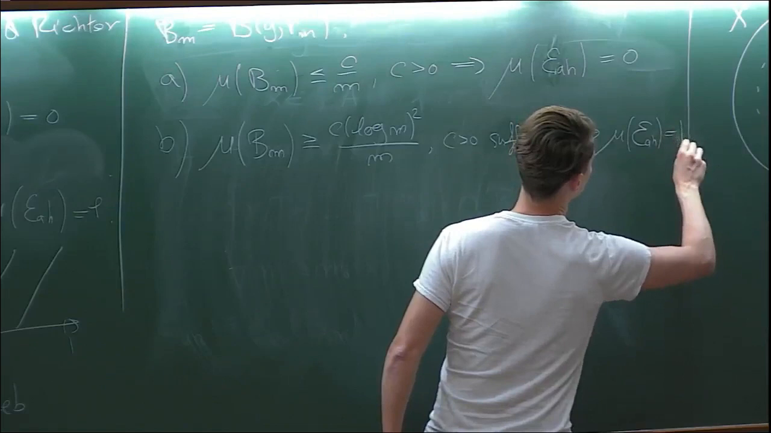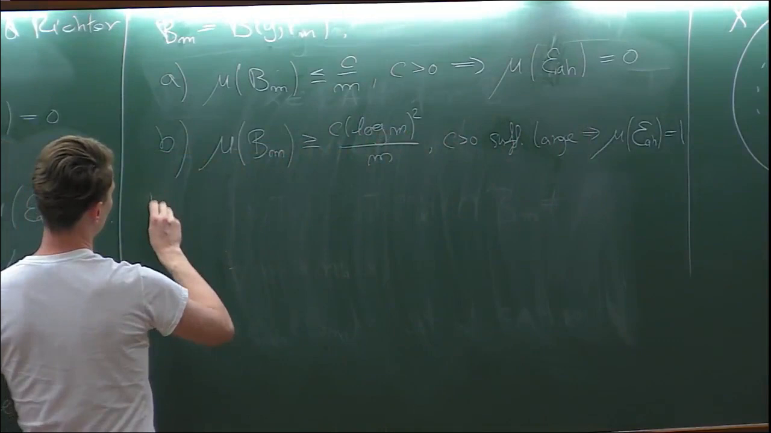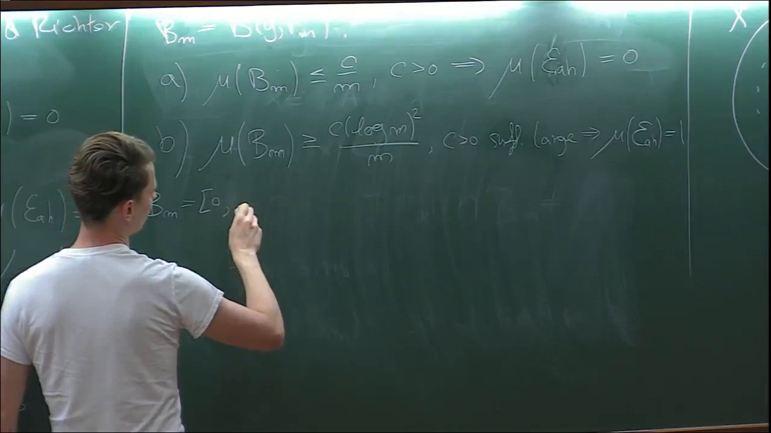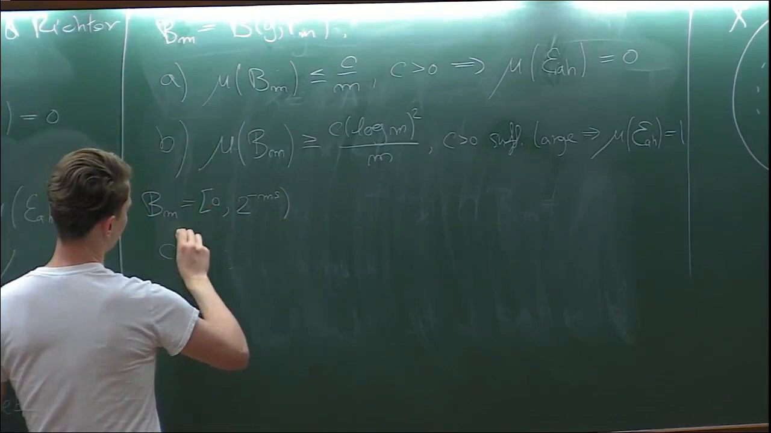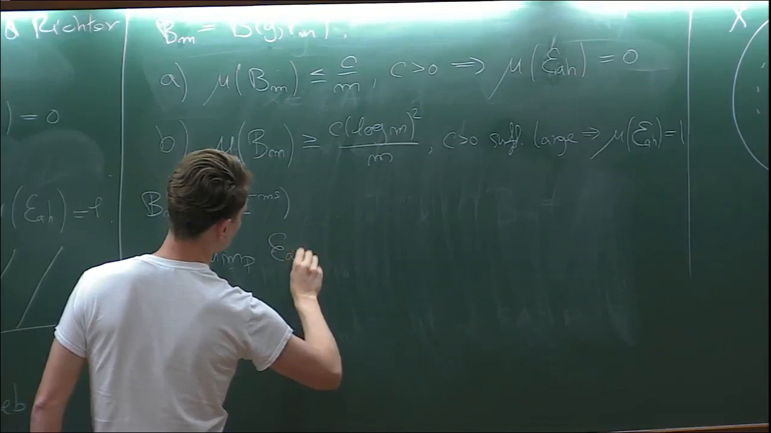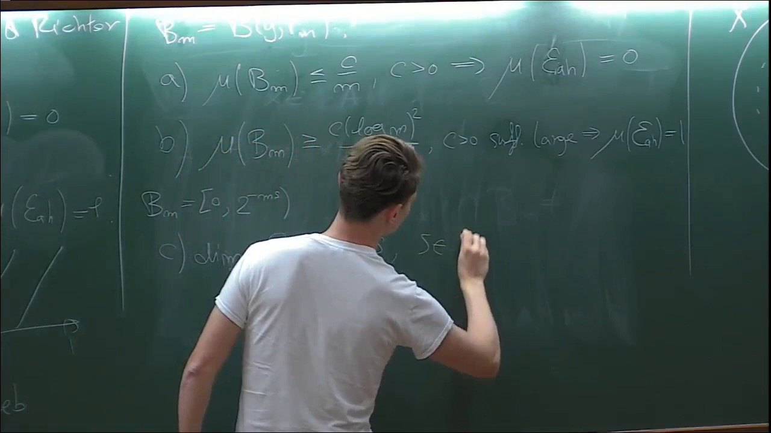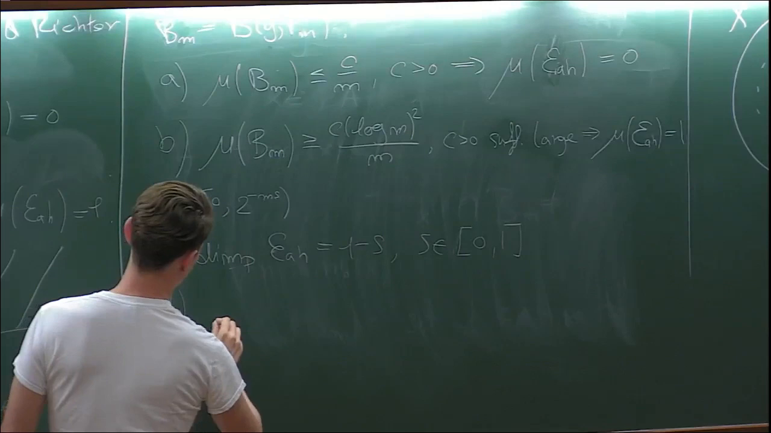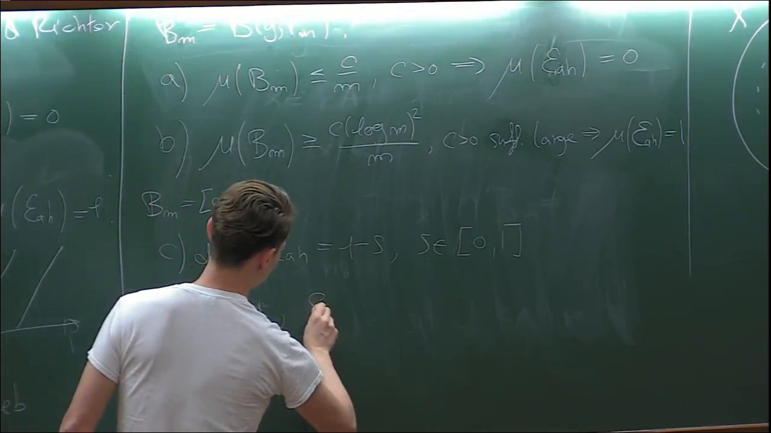Okay? And then we have a specific result in the case where the targets are the interval with left endpoint 0 and right endpoint 2 to the minus m times s. In this case, we compute that the packing dimension of the set is equal to 1 minus s for s in (0,1). And if s is larger than 1, we don't just get dimension 0. We can see that the set is countable.